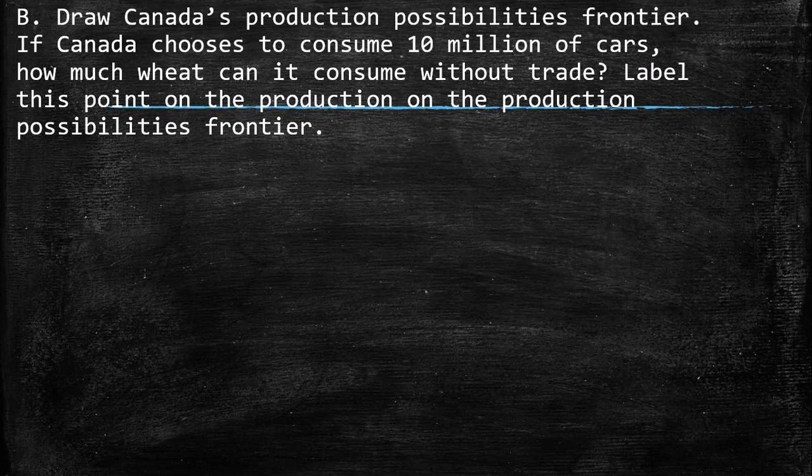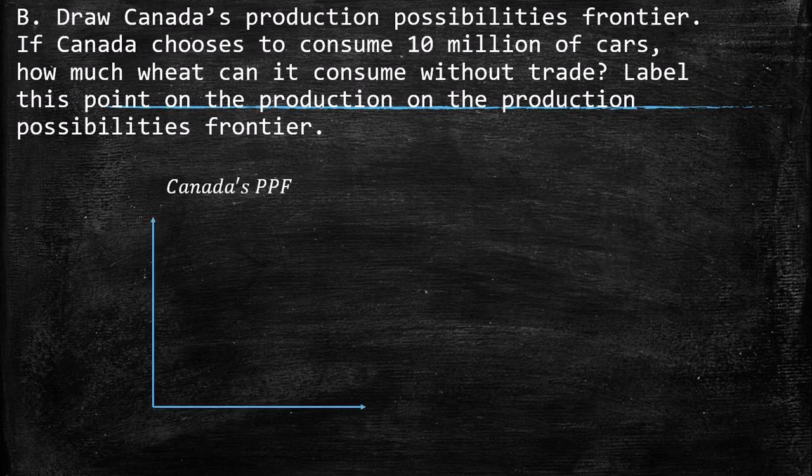Next point, draw Canada's production possibilities frontier. If Canada chooses to consume 10 million cars, how much wheat can it consume without trade? Label this point of the production on the production possibilities frontier.